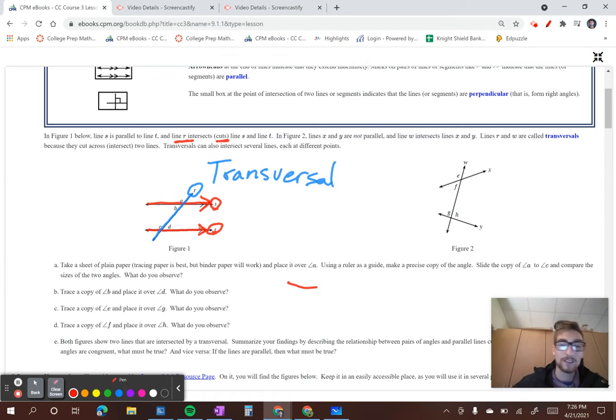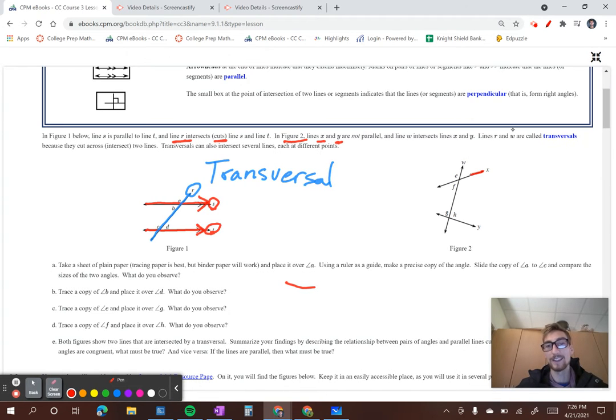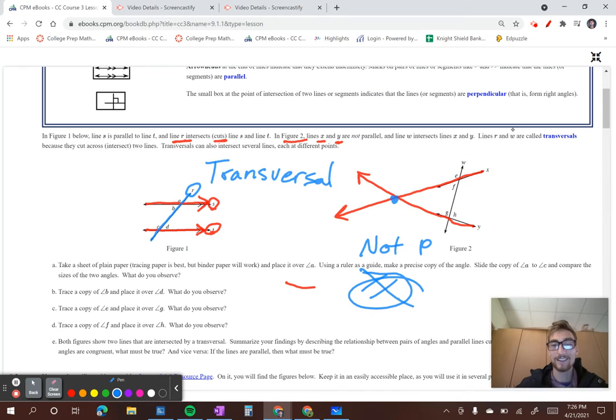Now, notice these other two lines do not have to be parallel because it says in figure 2, line X and Y are not parallel. And I can see that here because if I kept going with line X and I kept going with line Y, they would intersect right here. So they are not parallel. I'm just going to put not parallel, or you could say not next to each other like this. All right, just so you know that they would intersect. And still we have a transversal line here.